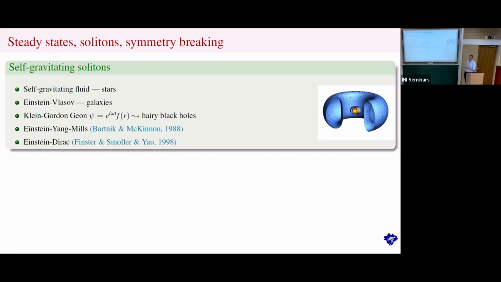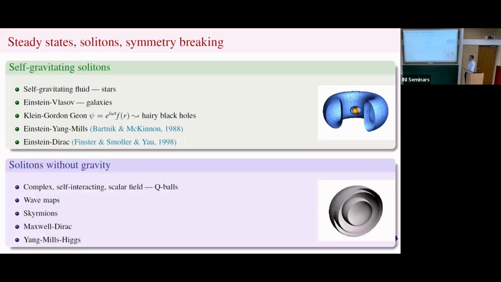Einstein-Klein-Gordon. So there's a Klein-Gordon geon, also called Kaup soliton, and this relates to hairy black holes and what they call mini boson stars, which are dark matter candidates. There's the famous Bartnik-McKinnon soliton in Einstein-Yang-Mills. You have Einstein-Dirac, and you also have many solitons in the absence of gravity. So there's a huge amount of such non-trivial solutions which are actually steady states, and their dynamics is a very interesting problem in its own right. So this is somewhat of an aside, so to speak.